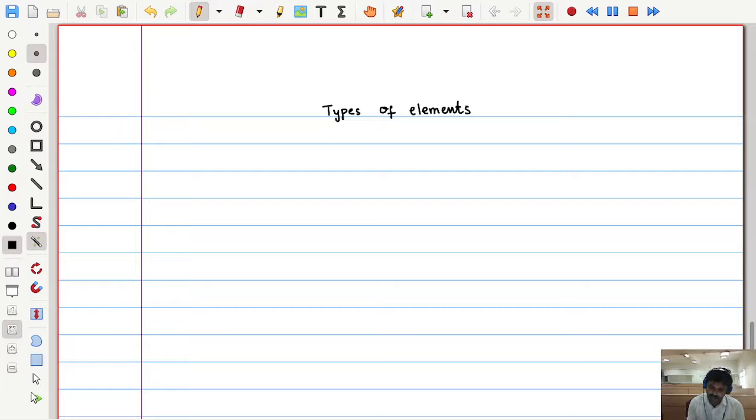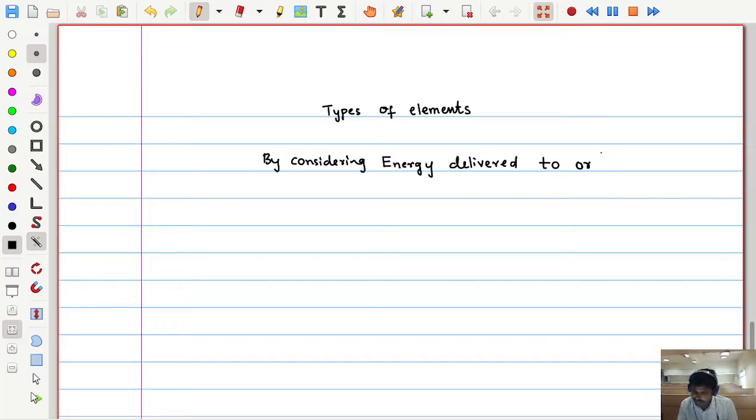These elements are categorized into different category types, by considering the energy delivered to or by them, whether energy is delivered to it or it is delivered by them. Based on this consideration, we categorize the elements into various categories.